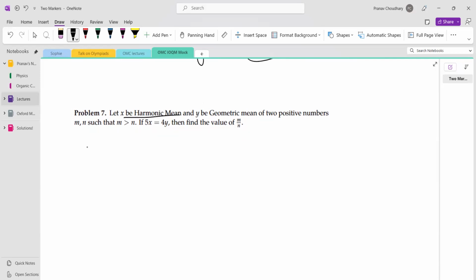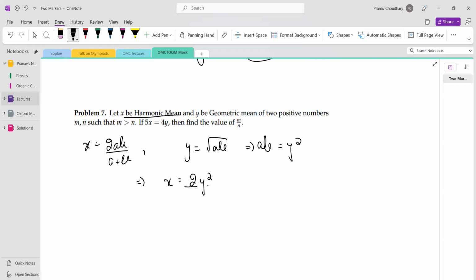So x is the harmonic mean, right? Which means x is equal to 2ab over a plus b, and y is the geometric mean, which is under root ab. So this implies ab equals y square. So this implies x is equal to 2y square over a plus b. And we are given 5x equals 4y. This means x is 4y by 5. This is equal to 2y square over a plus b.